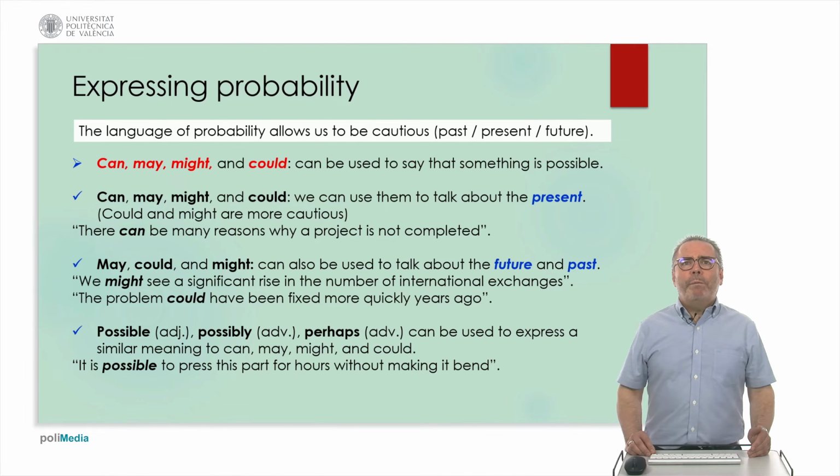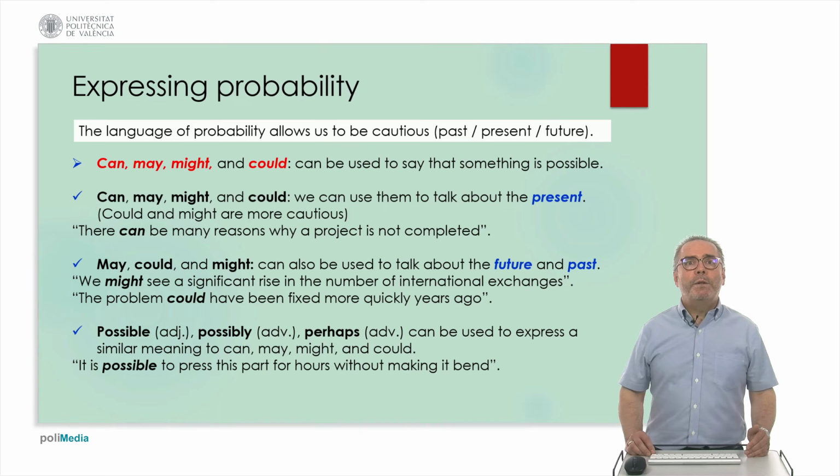Then, the language of probability is also important in hedging because it allows us to be cautious, less assertive, in the past, present, and future. For example, the set of modal verbs can, may, might, and could can be used to say that something is possible. Can, may, might, and could can all be used to talk about the present. Could and might are more cautious than the other two. For example, there can be many reasons why a project is not completed.